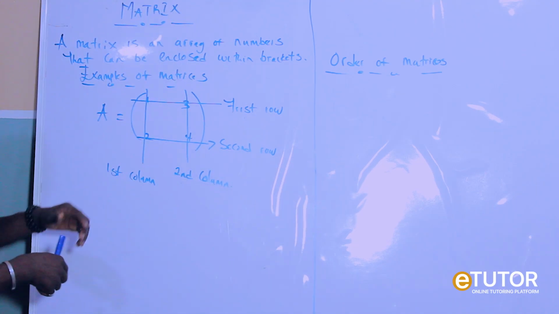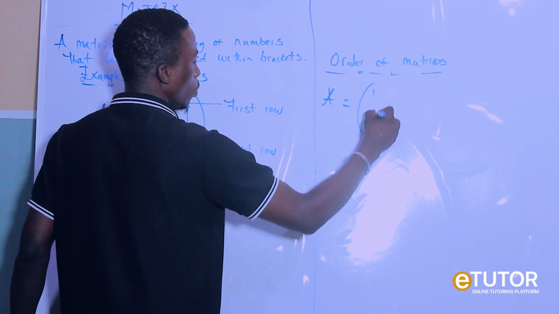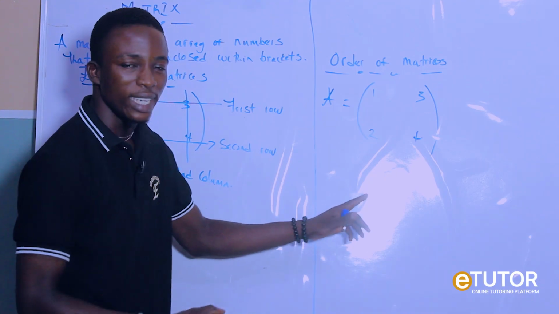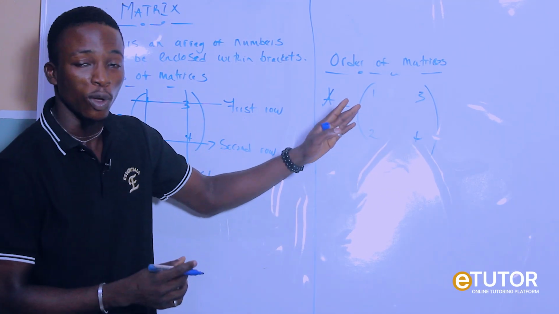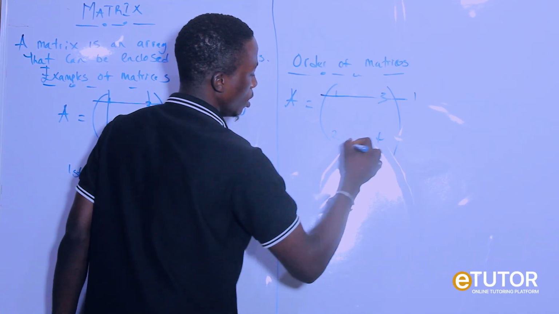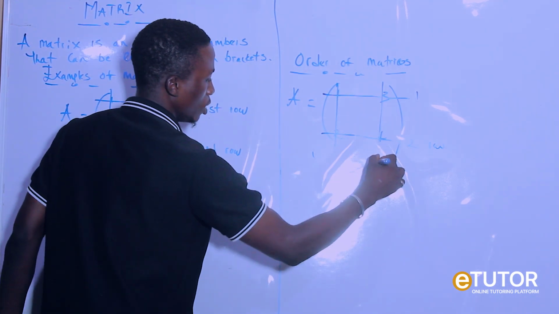Now, let's come back to this example here. I had a matrix A equal to 1, 2, 3, 4. So let's say you are asked to find the order of this particular matrix. Now, the order is determined by the number of rows and columns it possesses. So here, this is the first row. This is the second row. This is the first column. This is the second column.